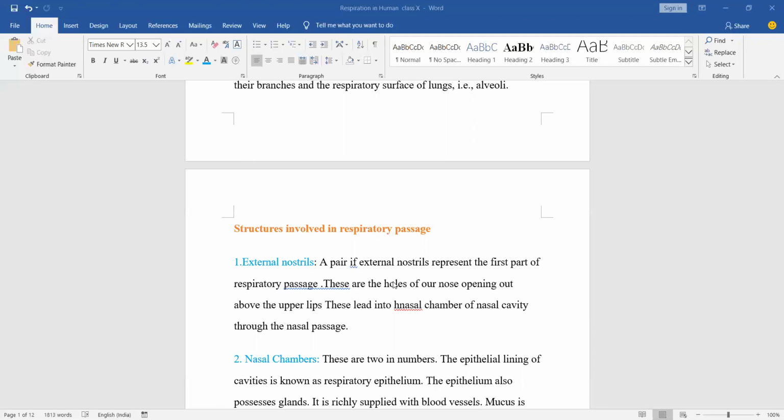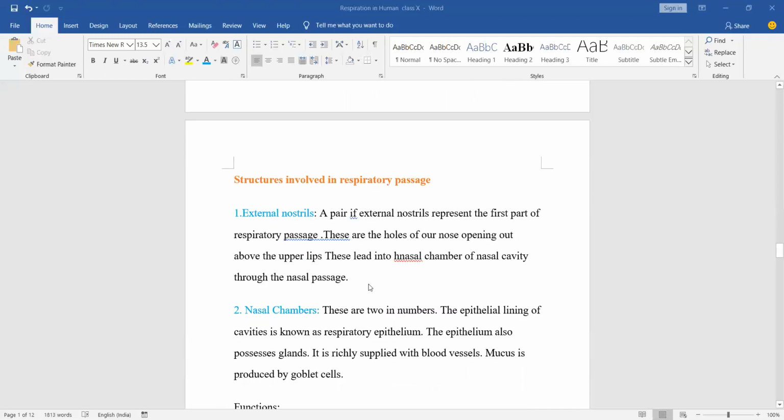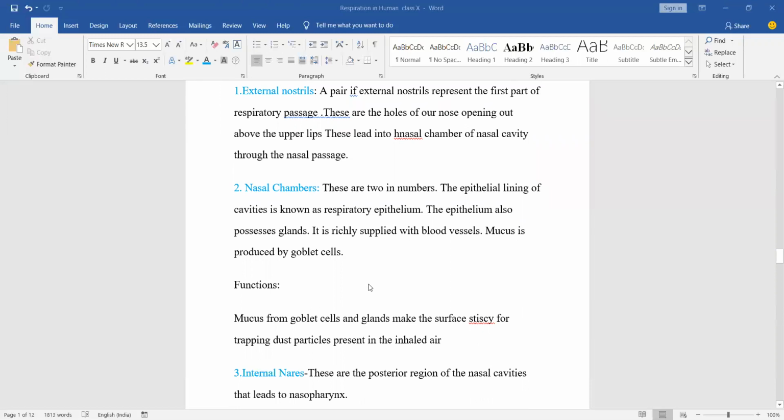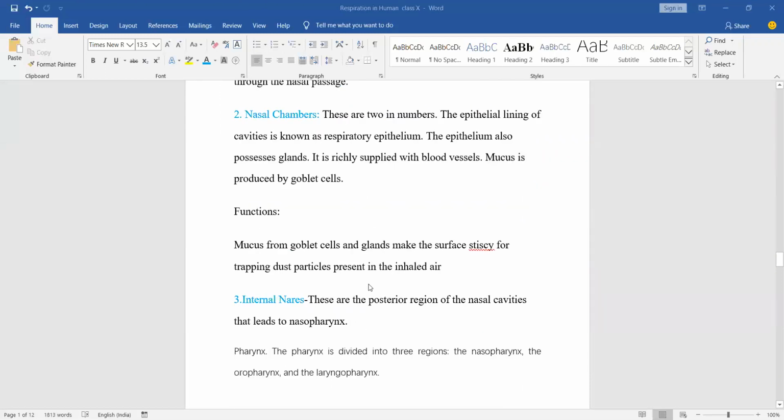The epithelium also possesses glands. It is richly supplied with blood vessels. Mucus is produced by goblet cells. The function of this mucus from goblet cells is to make the surface sticky for trapping dust particles present in the inhaled air. Now move to the internal nares that lead to nasopharynx.